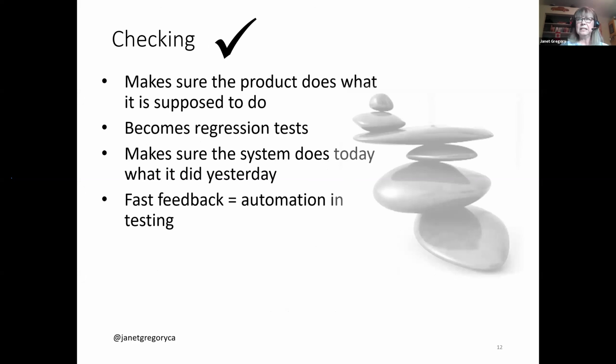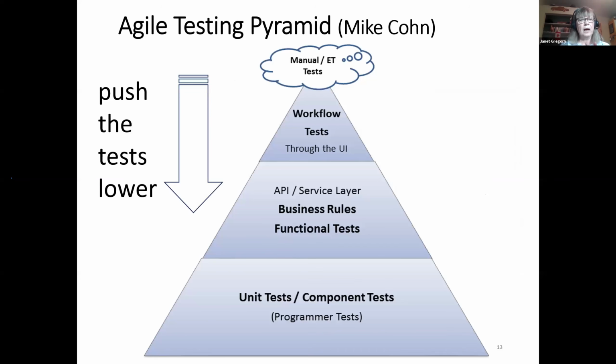Checking is making sure the product does what it's supposed to do, right? The regression tests are, does the system do today what it did yesterday? And this is all about automation. It really is. We want to be thinking about how can we automate? But there's much more than checking.